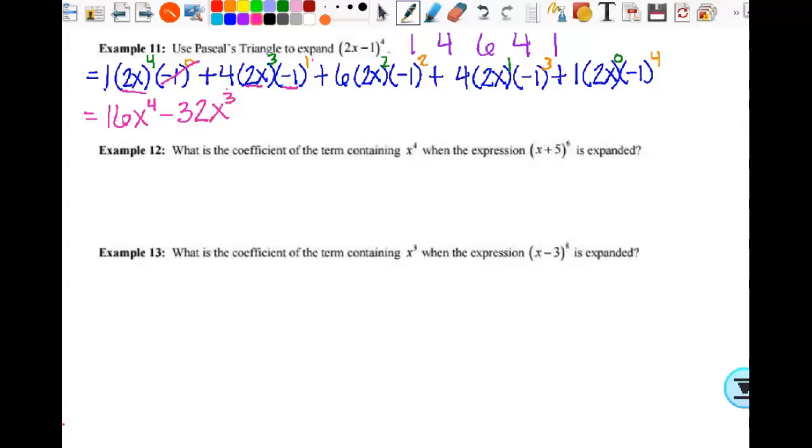Then I move on to the next one. This -1 squared, that's just going to be a +1. And then what's 2 squared? 4 times 6 is 24x squared.